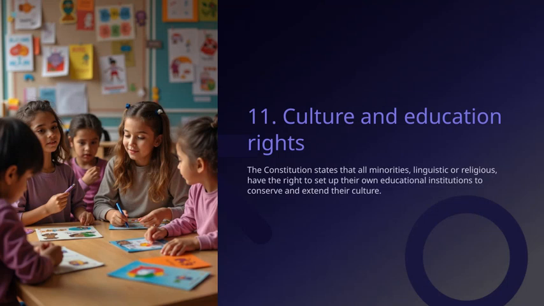Now, let's look at the important topic of culture and education rights. The Constitution clearly states that all minorities, whether they are linguistic or religious, have the right to establish their own educational institutions. This is a vital point because it ensures that these communities can preserve and promote their unique cultures and traditions. By having their own schools, they can teach their language, customs, and history, which helps keep their cultural identity alive. This right is not just about education.